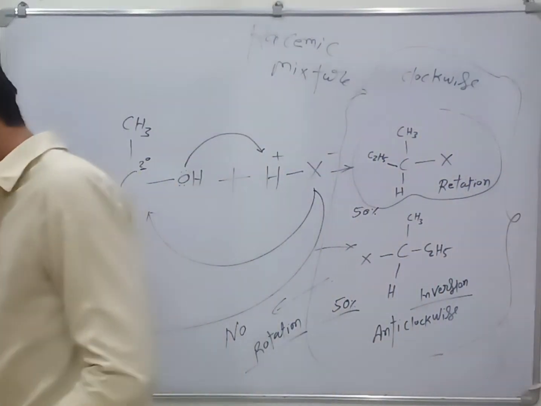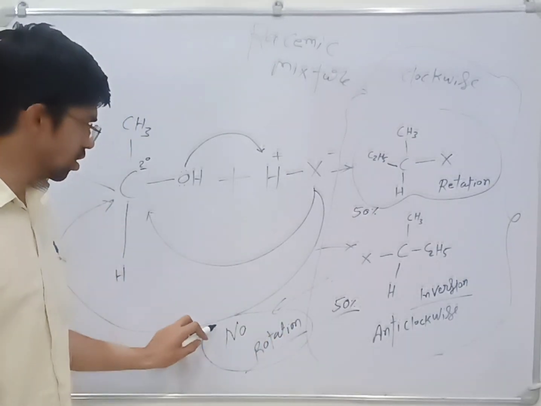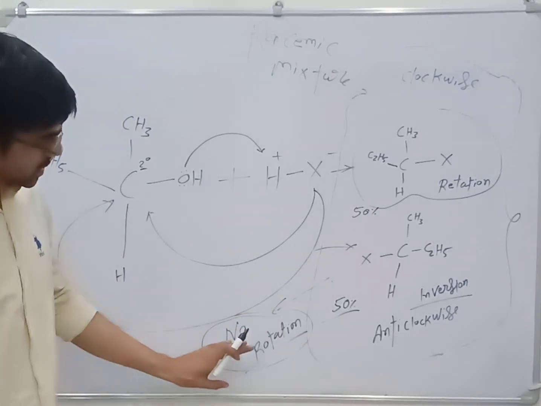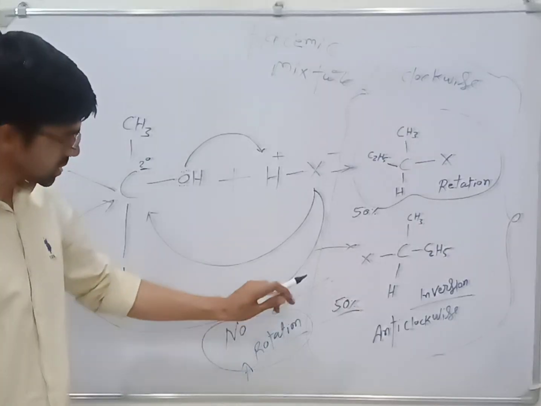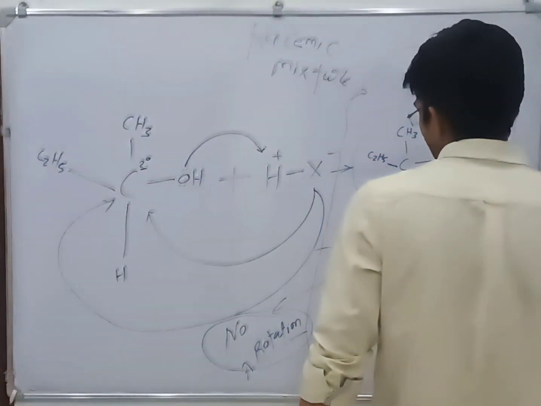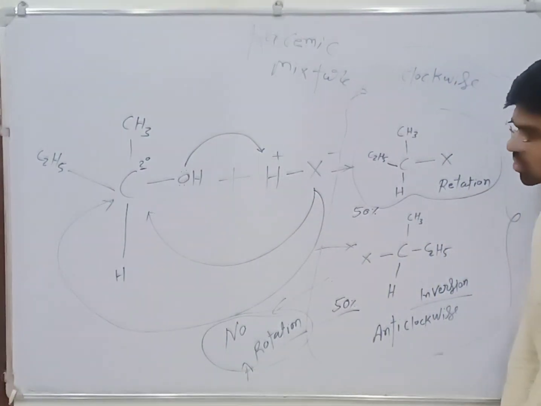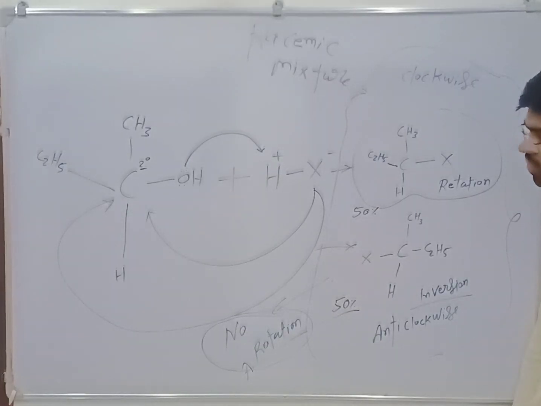So here what happens? In the SN1 mechanism, both kinds of product we can form, the inversion product and the retention product, and they rotate the light in clockwise and anti-clockwise directions. So the overall rotation will be zero, or no rotation will take place. In that condition, this process is called racemization, and the mixture of these products is called a racemic mixture. This is possible only in SN1 type of reaction.